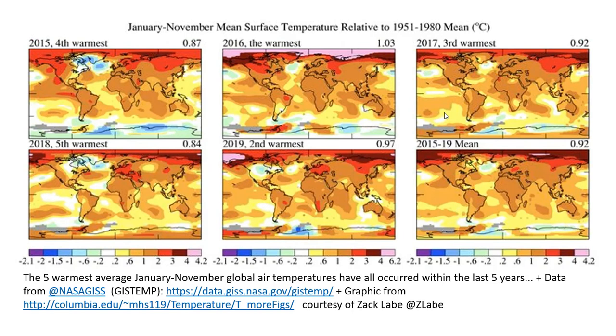Now, this is mean surface temperature, not to be confused with sea surface temperature. This is mean surface temperature, so this is air temperature near the surface. And the important thing to look at here is, okay, the 5 warmest average January through November global air temperatures have all occurred within the last 5 years. I call that a strong trend.